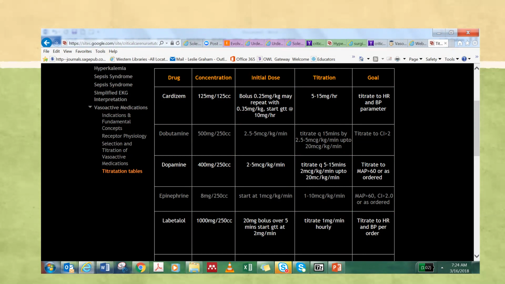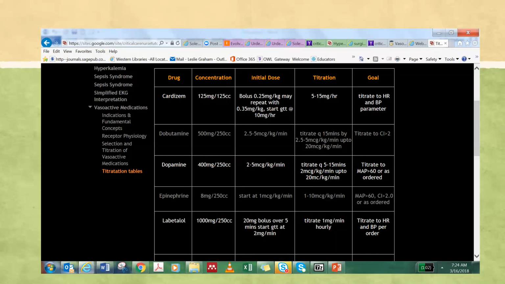And you'll notice that we have a basic titration rate. So for example, if we look at dobutamine, it says titrate every 15 minutes, and it gives us some parameters. Dopamine says titrate every 5 to 15 minutes. And labetalol says titrate hourly. So that gives us a basic range. Of course, your healthcare setting is going to have specific orders.